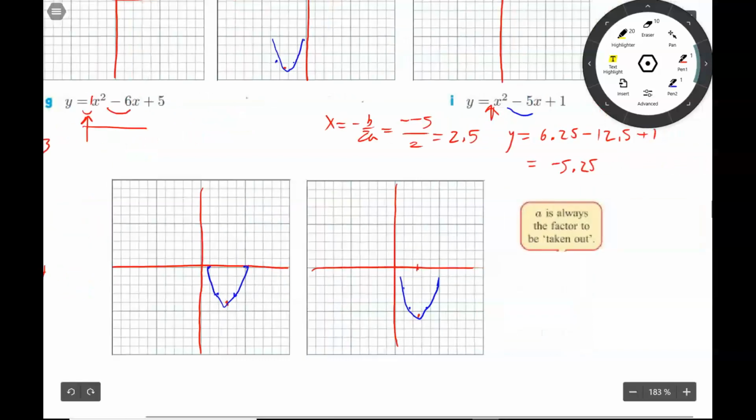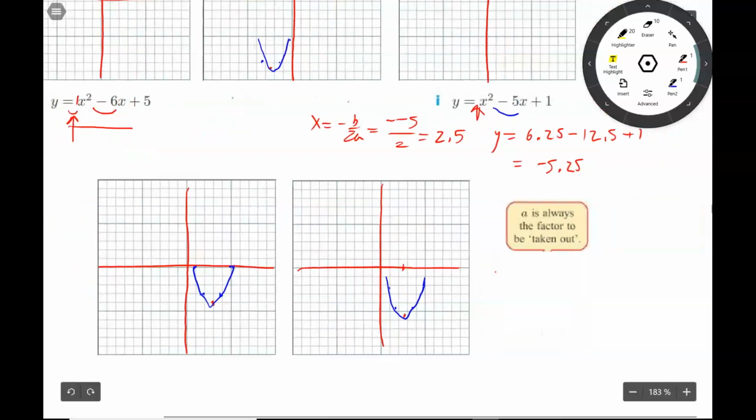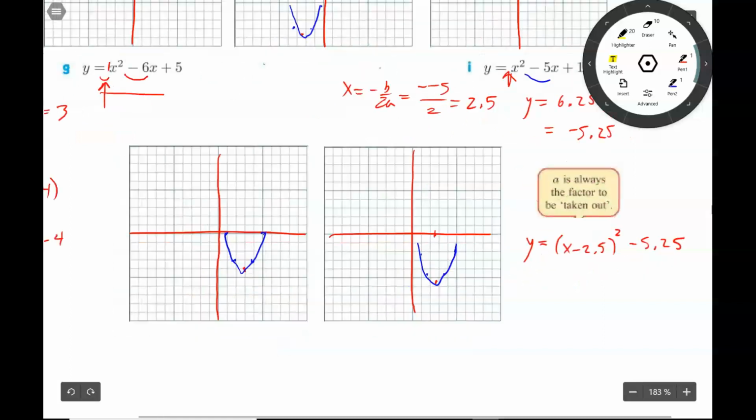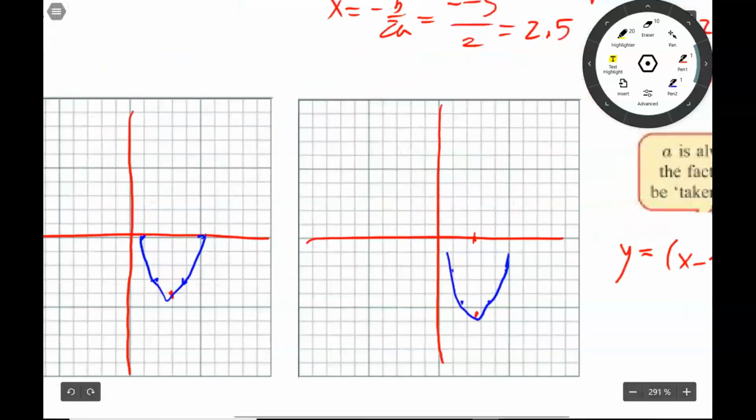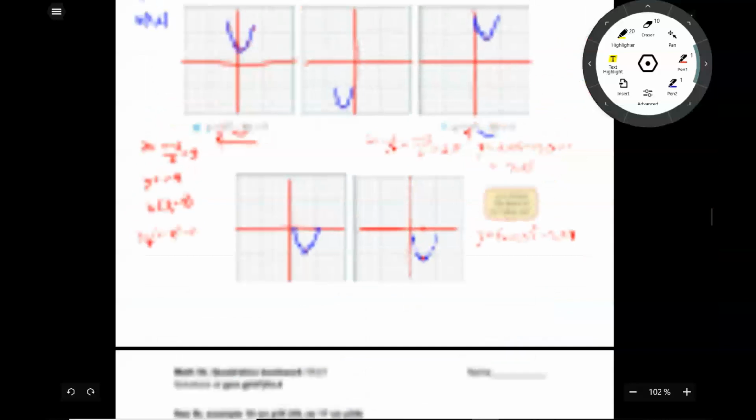Okay? And so what about for this last one? For this last one, it's going to be x minus 2.5 squared minus 5.25. Okay? And that's it for this page, right? Yeah, that's it for page 10.